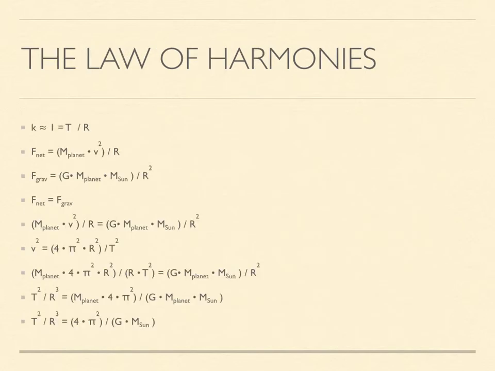The key to relating Newton's laws of motion to Kepler's laws of motion is the law of harmonies. The law of harmonies states that the period squared divided by the radius cubed should be the same for all planets. Newton used some basic reasoning and the assumption that the planets have a mostly circular orbit to relate Newton's laws and Kepler's laws.